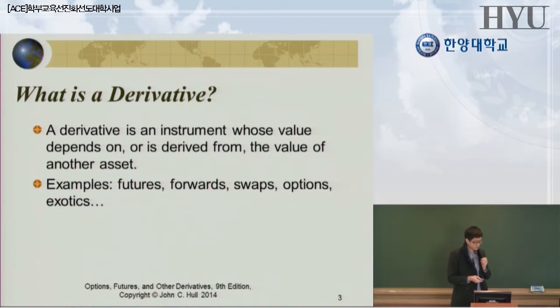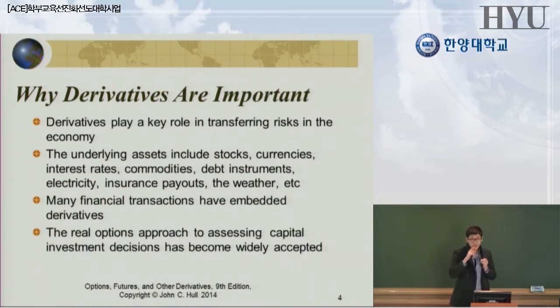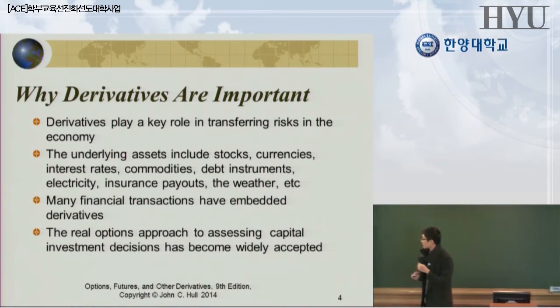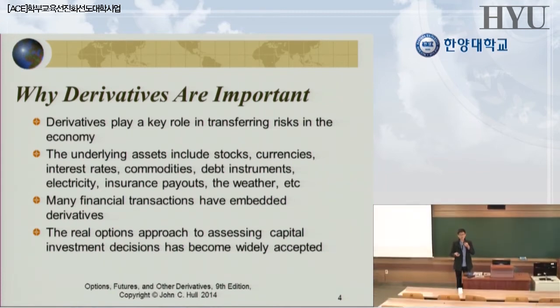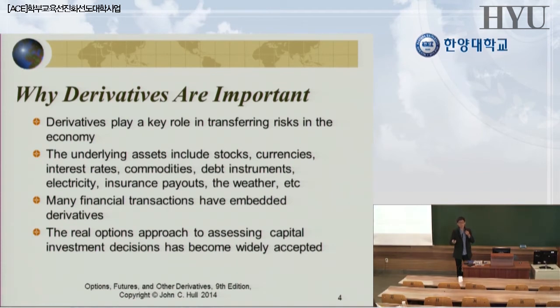So I'll follow that. Then why do you have to study derivatives? Here are some reasons. Derivatives can play a key role in transferring risks in the economy. It means we can use derivatives to hedge uncertainties or risk in the future. An important thing here is that the underlying asset could be anything that you can imagine. For example, the weather condition could be an underlying asset. It means you can bet on tomorrow's weather condition, like whether it would be rainy or not, and earn a profit from that.